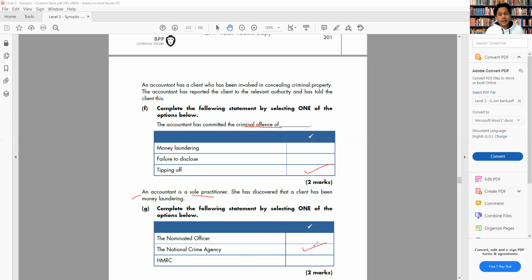When you're working in a company and you know someone is involved with money laundering, you tell your immediate officer or the money laundering officer. But if you work by yourself and you don't have anyone to tell, at that time you should tell the NCA, the National Crime Agency. All right, let's move to the next one.